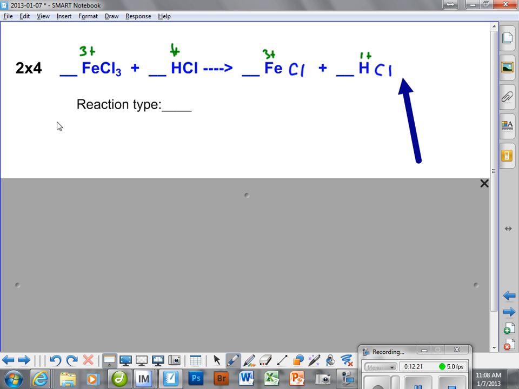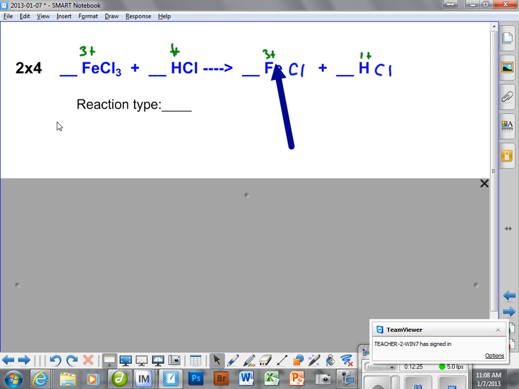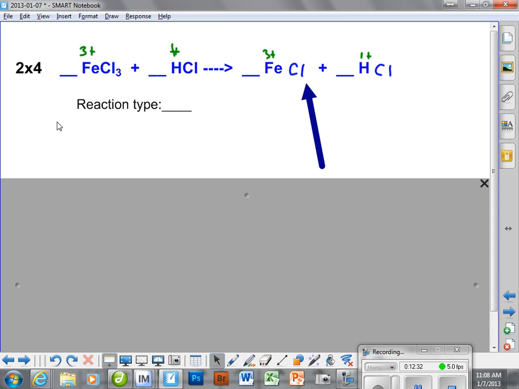You can see the number for iron on the left side here is a 3+, so he's going to be a subscript of 3 on the chloride. And chloride is a 1-, and there's no subscript on iron, just like on the left side. And then this guy is a 1-and-1 relationship also. And so we've got the same reactants and products.